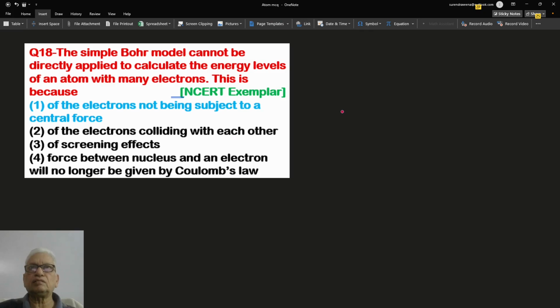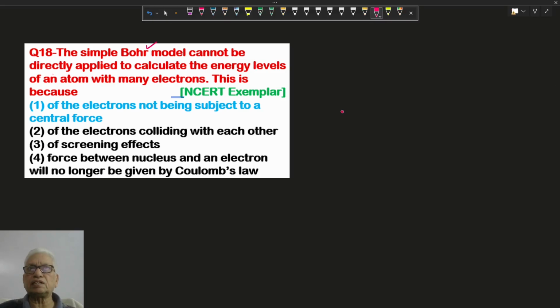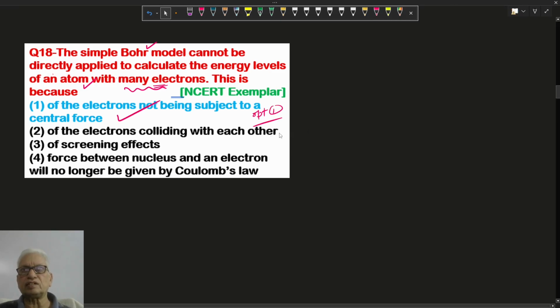Option 3. Bohr's model cannot be directly applied to calculate the energy levels of atoms with many electrons, because if you are taking one electron, there is a central force between the electron and the nucleus. But if we are taking many electrons, these are not central forces, so how can you add? So that is why the first option is correct, because they are not central forces.